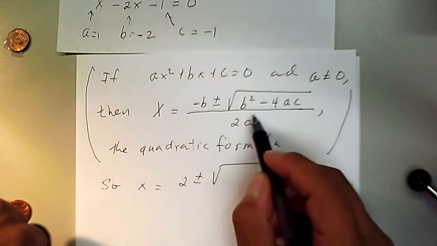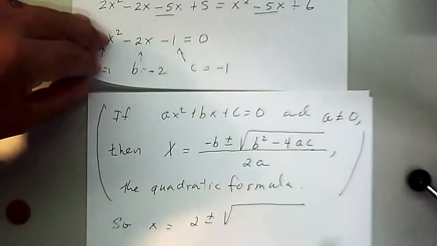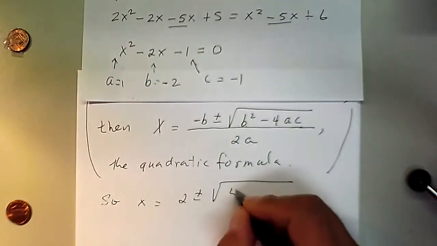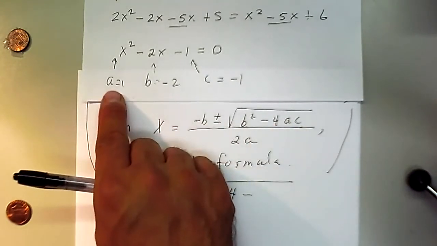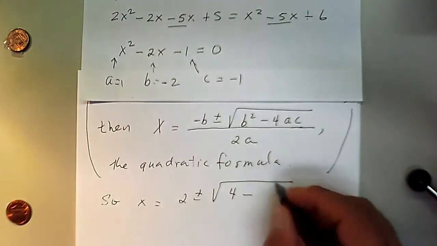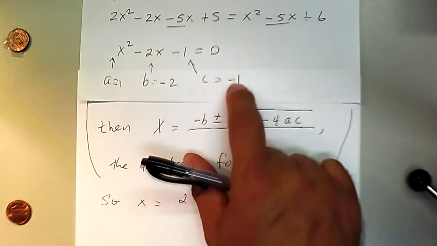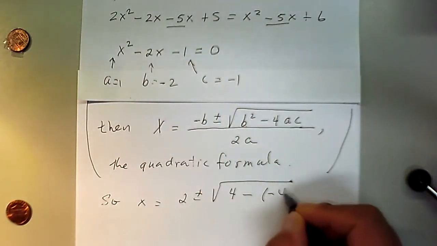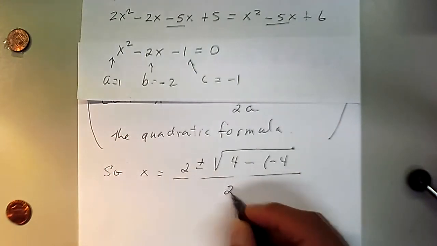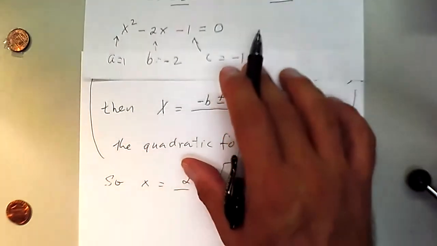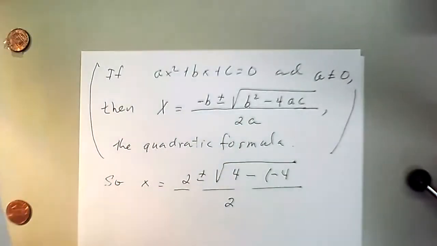This is negative 2 squared. Oops, negative 2 squared. So that's going to be 4 minus 4 times AC. So 4 times A times C. 4 times A is 1, rather 4, times negative 1 is negative 4. So we're going to subtract negative 4. All of that over 2 times 1, because A is 1. And the formula calls for 2 times A in the denominator.